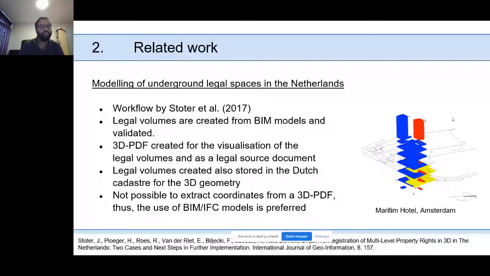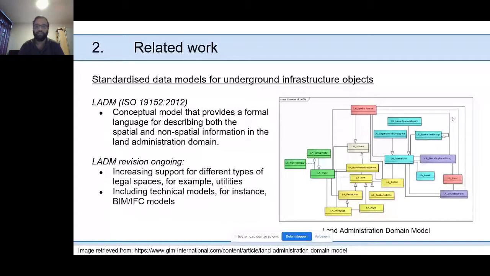The land administration domain model is a conceptual model that provides formal language for describing both spatial and non-spatial information in the land administration domain. Currently, the revision of the first edition is ongoing. That is in order to improve and refine the modeling of land and property rights and to extend the scope of the model, which will result, among other things, in increasing support for different types of legal spaces, for example, utilities, and including technical models, for instance, BIM IFC models.